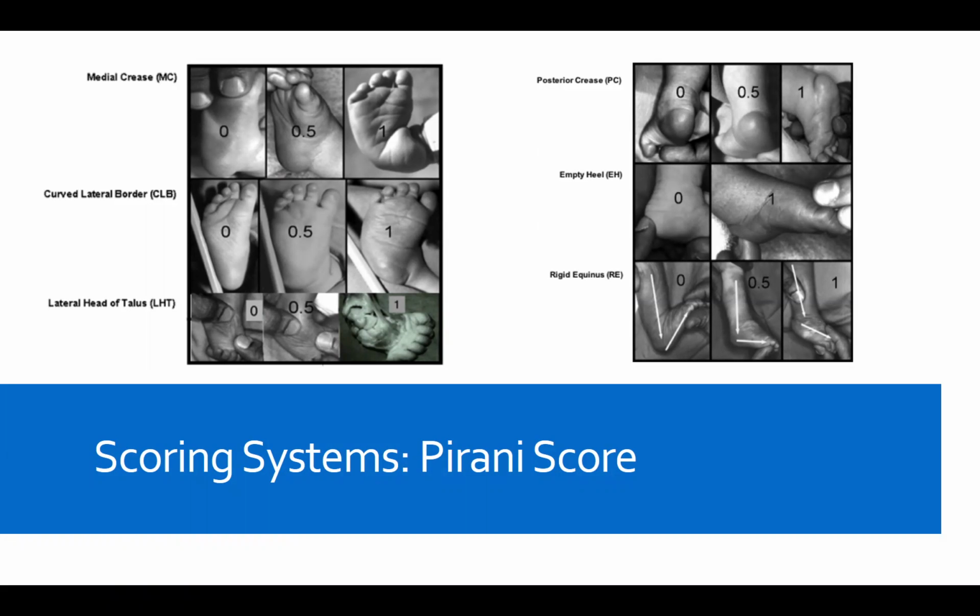And then we also look at rigid equinus, which is the ability of the ankle to dorsiflex to neutral or past neutral. So 0 is the child is able to dorsiflex above neutral, able to get to just neutral is a 0.5 score, and then 1 is you're unable to get the ankle to even neutral.